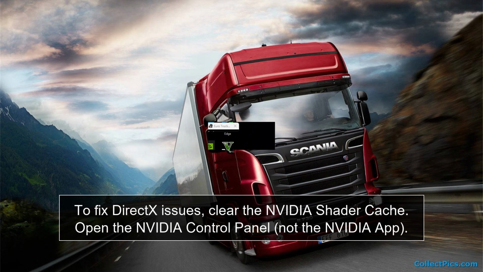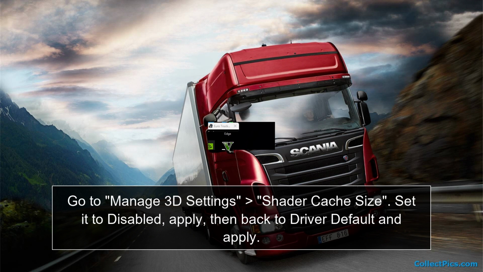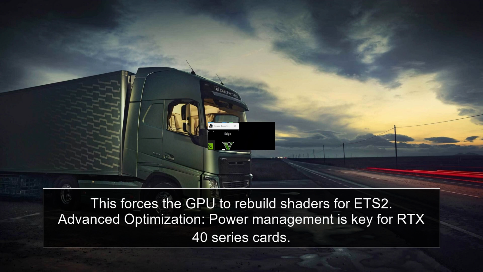To fix DirectX issues, we recommend clearing the NVIDIA shader cache. Open the NVIDIA Control Panel, not the NVIDIA app. Go to Manage 3D Settings and find Shader Cache Size. Set it to Disabled, apply, then set it back to Driver Default and apply again. This flushes the cache and forces the GPU to rebuild shaders for ETS2.